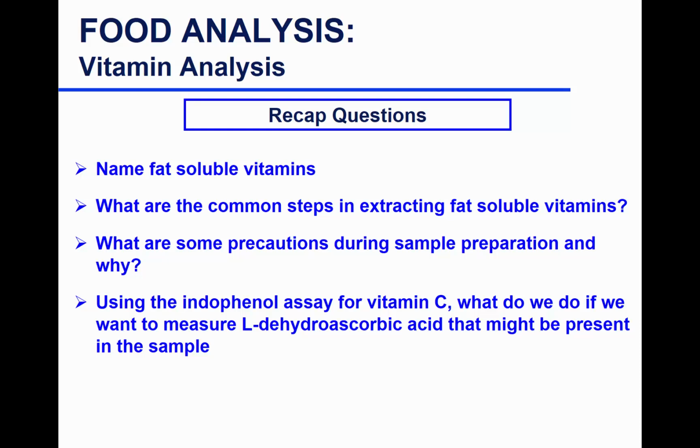What are some precautions during sample preparation and why, Emma? Prevent heat so it doesn't degrade. Lucy? There you go. Oxygen. And another one, there's one more. So light, heat, oxygen. Chelating agent you add to prevent chelating agent.